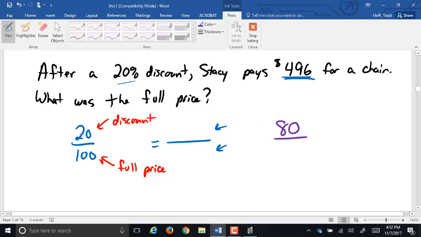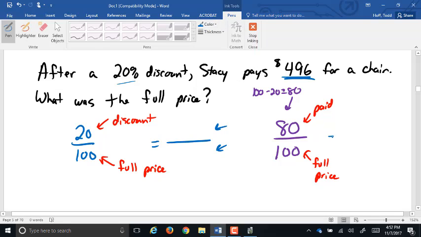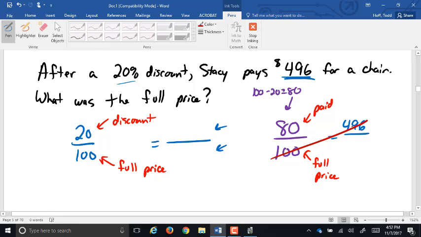The complement of the 20%, if it's a 20% discount, what the percent paid would be, is 80%. 100 minus 20 equals 80. That 80% represents the amount paid. 100 is still full price. So now this allows us to put in the $496 is the amount paid. That goes with the 80%. And now we can find the full price. 100 times 496 divided by 80 is what, 620 bucks?